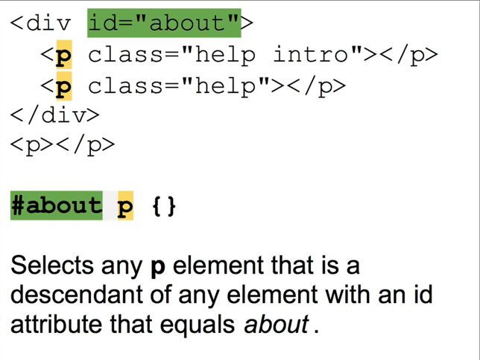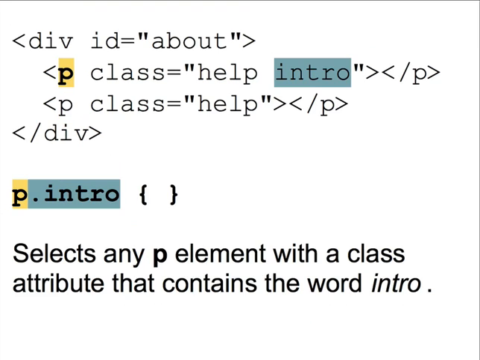That says a P anywhere within a div, an element with the ID of about. So this, in this case, is just the first child, but it could be deeper into the hierarchy. Any P anywhere within that element.